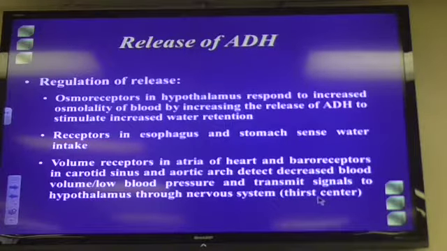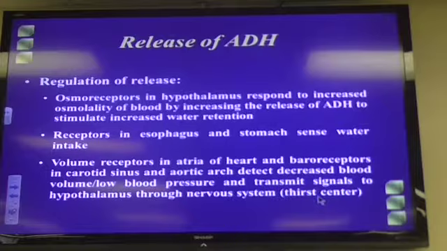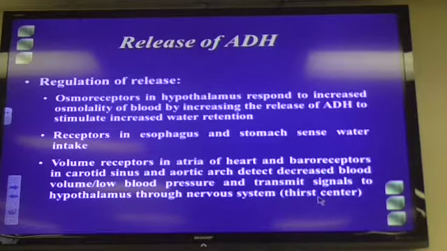Okay. Now, as far as volume receptors in the atria of the heart and baroreceptors in the carotid sinus, you all know about those, right? They detect decreased blood volume and low blood pressure, and they will transmit signals to the hypothalamus, to the nervous system, up to the thirst center, and that's going to cause the hypothalamus to stimulate.